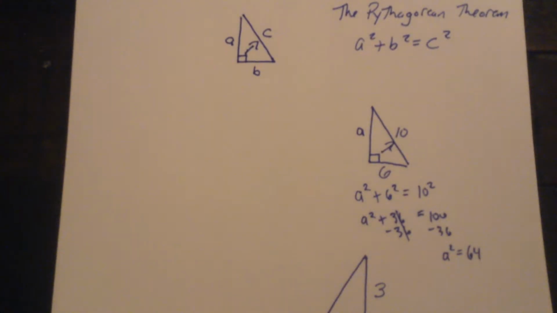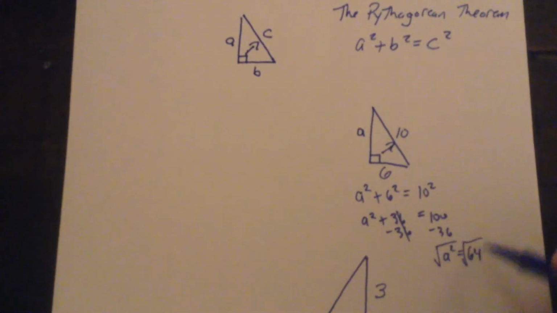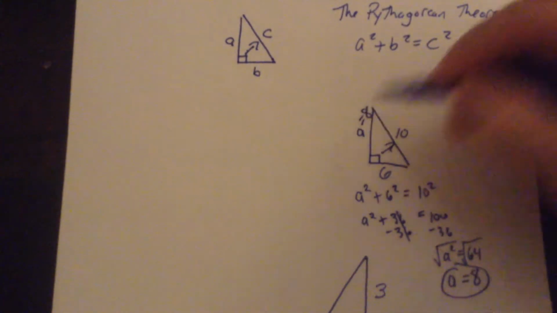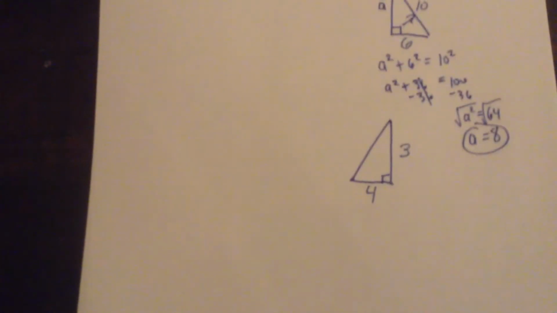Now, to cancel out a squared, I'm going to have to take the square root. So squared and square root cancel each other out. I get a equals the square root of 64, which is 8. So I know that a equals 8. Now, on the bottom here.